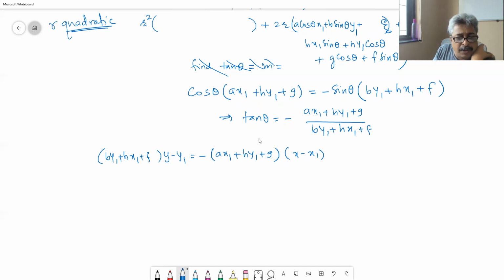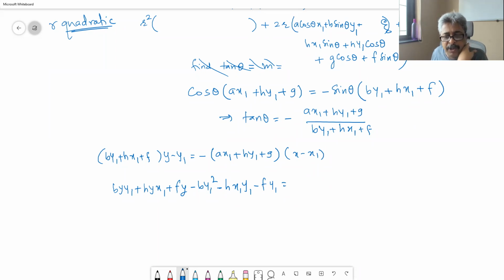Is that right? So let us expand. Let us expand LHS, let us expand RHS, no hurry. by y1 plus hy x1 plus fy minus by1 square minus hx1y1 minus fy1 is equal to, eliminating the minus sign and bringing it to the other side, it becomes positive, so I can directly write plus axx1 plus hxy1 plus gx minus ax1 square minus hx1y1 minus gx1 is equal to 0.